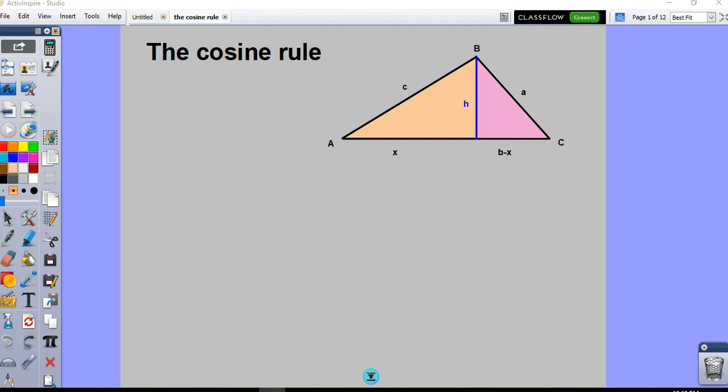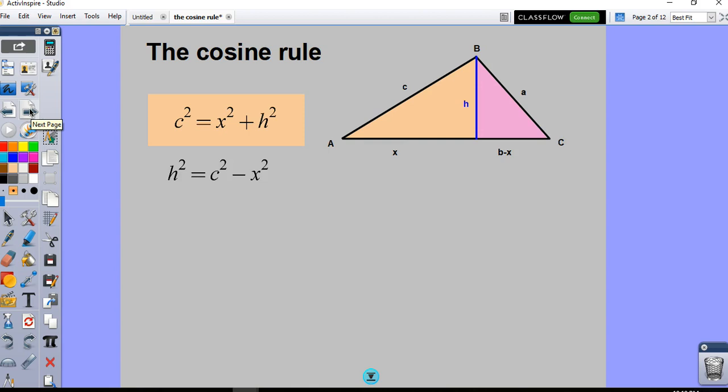Today we will look at another rule that will help us solve non-right angle triangles. It is called the cosine rule. Suppose we have a triangle ABC as shown, and that we drop a perpendicular from B to the base AC, and let's call its length h. Now if the base AC is called little b, and this length is x, what remains here is a length of b minus x.